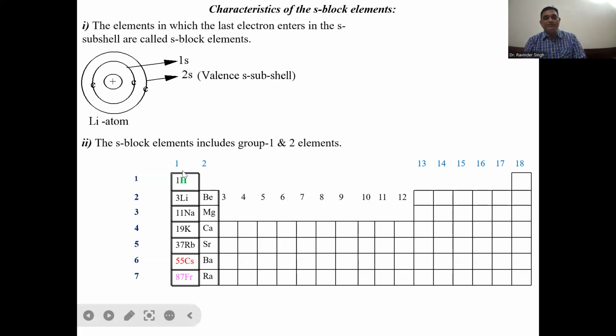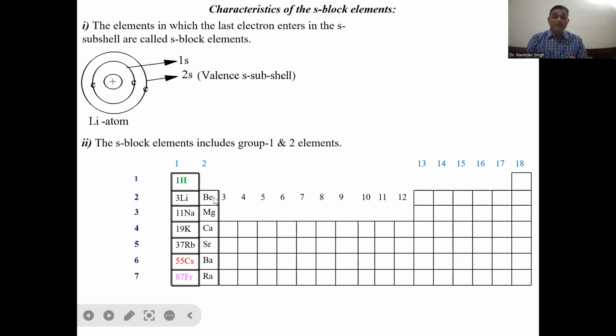These are the symbols. The representation of an atom of an element is called its symbol. So these are the symbols of these elements. Hydrogen symbol is H, and so on. Similarly, these are the symbols of group 2 elements.